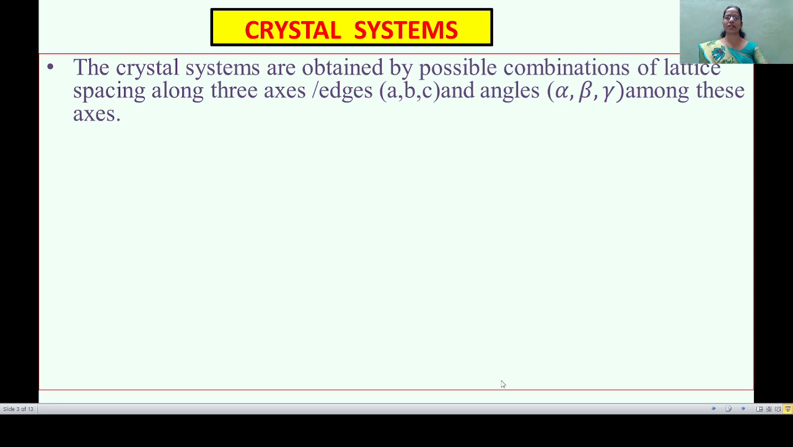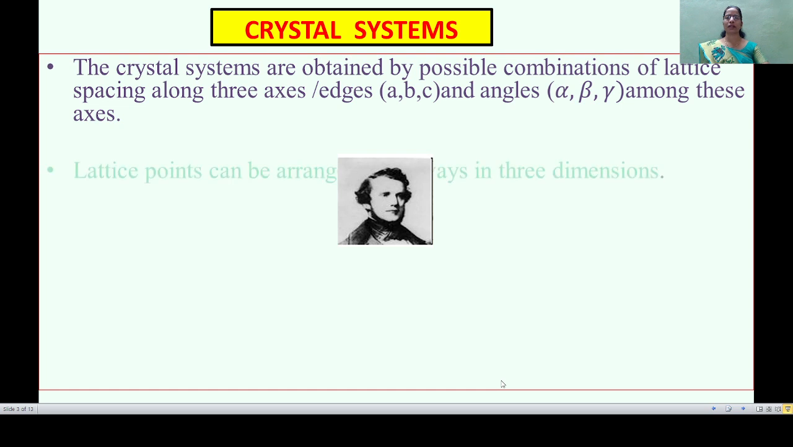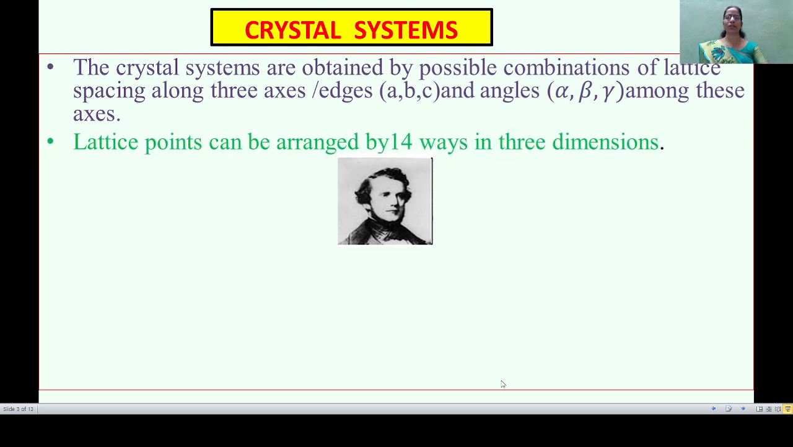Now, the crystal systems are obtained by possible combinations of lattice spacing along the three axes or edges named as A, B, C, and the angles, that is alpha, beta, and gamma among these axes. Here, a French mathematician, Bravais, has proved that the lattice points can be arranged in 14 ways in 3 dimensions. And by arranging these lattice points, we are getting Bravais lattices. Thus, we obtain 14 Bravais lattices.